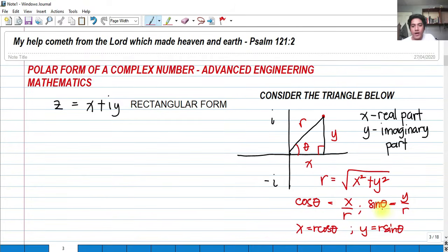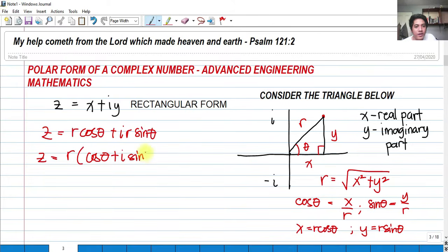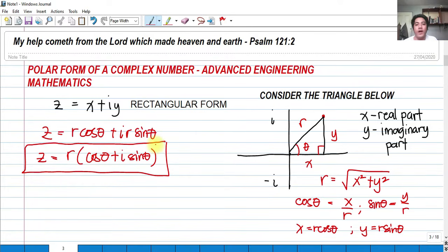Given these equations, we know that z equals x plus iy. Since x is now equal to r cosine theta, we replace x, plus we have the i, the imaginary number, and for y we have r sine theta. Of course, we can factor out r because it's common. So r times cosine theta plus i sine theta. And this will be our polar form of a complex number. That is our polar form.